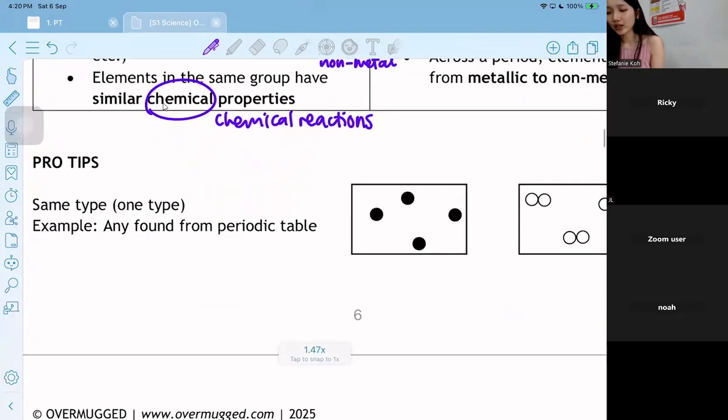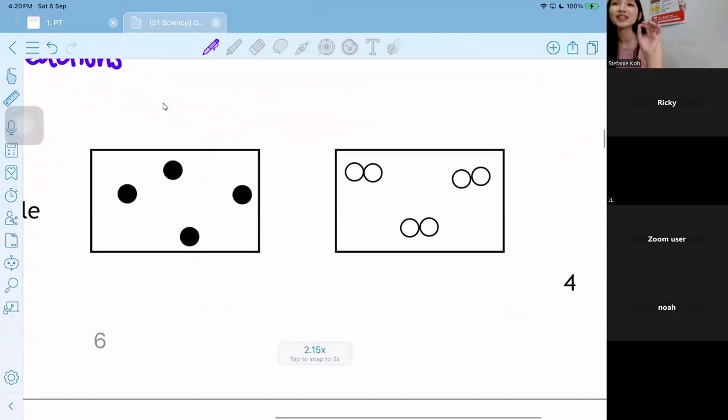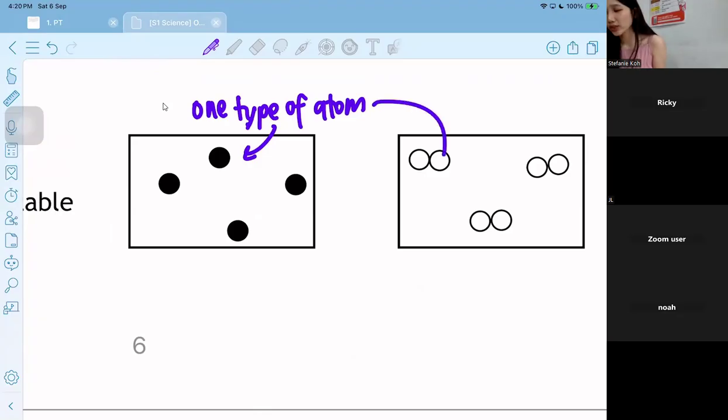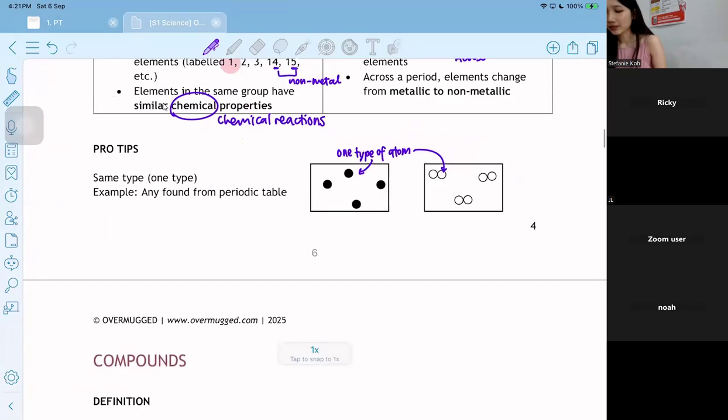How do you also tell, based on the diagram, whether it is an element or not? Okay, so for example, they're only made up of one type of atom, either by itself or joined to the same type, right? The color is the same. In one box, you only see one color. You don't have a mix. That's what makes it pure, okay? One type of atom for element.